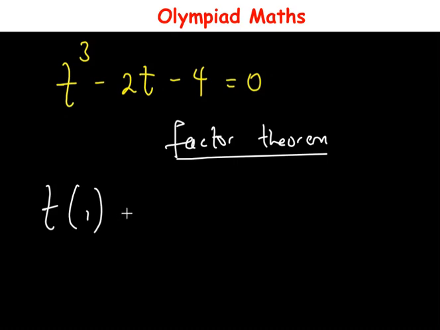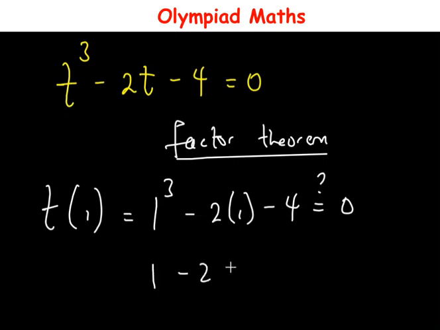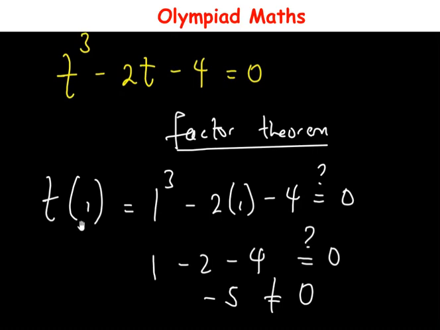f(1) is equal to, put 1 into this equation, t as 1: 1 raised to power 3 minus 2 times 1 minus 4. Will this give us 0? 1 raised to power 3 is 1, minus 2 times 1 is minus 2, then minus 4. Now, will this equal 0? 1 minus 2 is minus 1. Minus 1 minus 4 is minus 5. And this is not equal to 0. Now, since f(1) cannot give us 0, let us then try f(2).